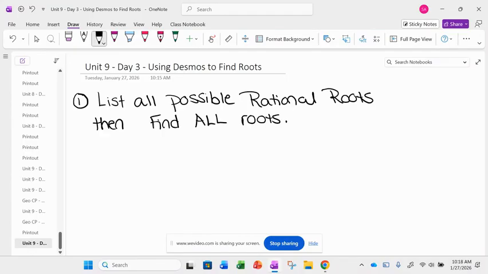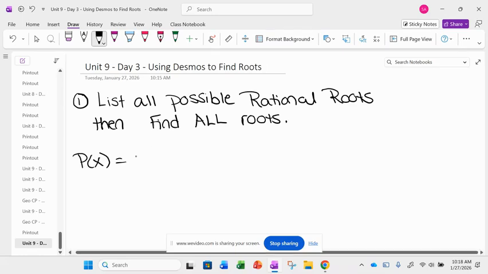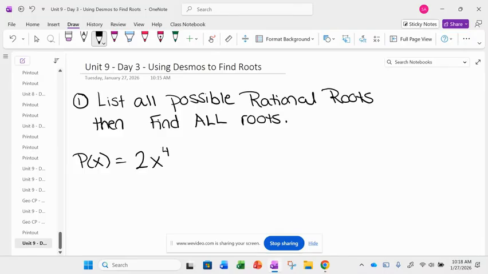When I say all roots, do I mean just the rational roots? No, I mean rational, irrational, and also imaginary. That all falls into all roots. So if it's a rational root, I have to find it. If it's an irrational root, I have to find it. If it's an imaginary root, I have to find it. So I want to find all roots. And we're going to have p of x is equal to 2x to the fourth power minus 7x to the third power plus 8x squared minus 7x plus 6.